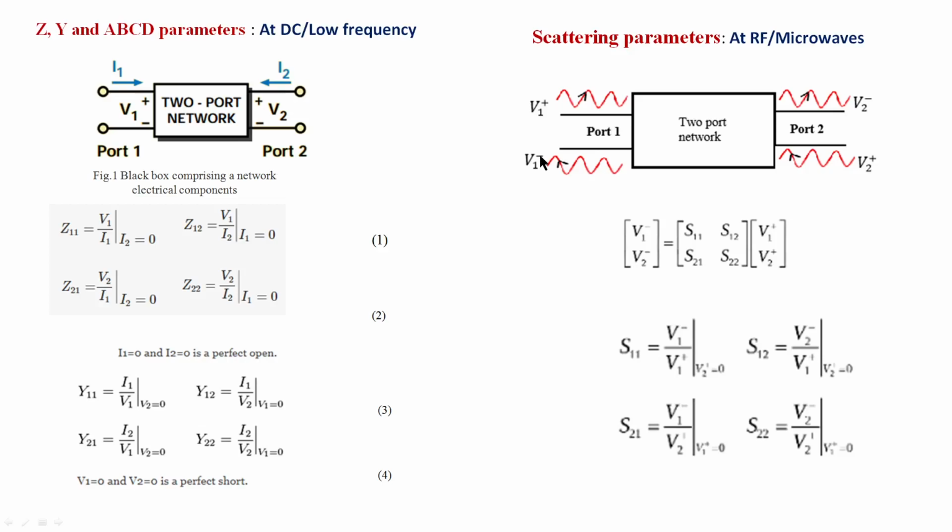Similarly, negative sign indicates outgoing wave. This is an outgoing wave. At what port? At port 1. We can come to know that from this one. So we are treating the waves separately: incoming wave and outgoing wave, or incident wave and reflected wave, outgoing wave.